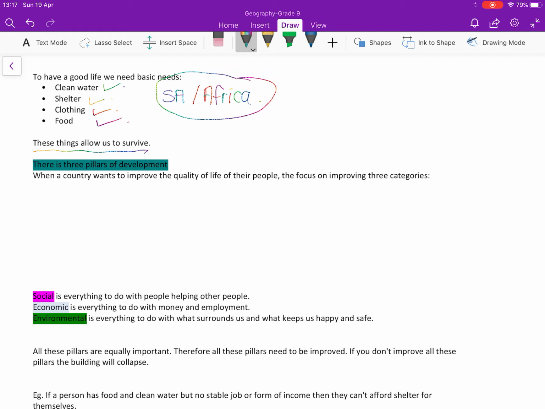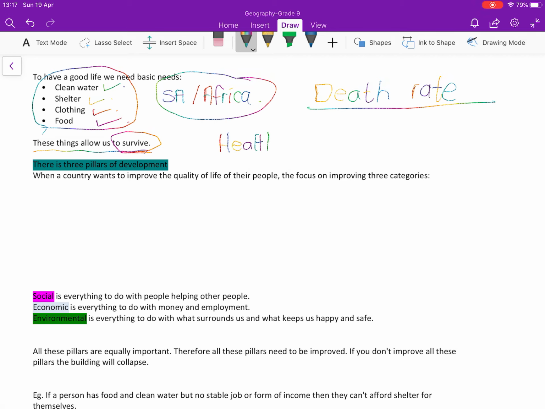And that is also why we have a high death rate at a young age in South Africa, or in African countries even more, because our people don't have their basic needs available, so they can't survive well. So they often have health issues and so on. And what contributes to the health issues is that in African countries, they don't have access to hospitals or to doctors.